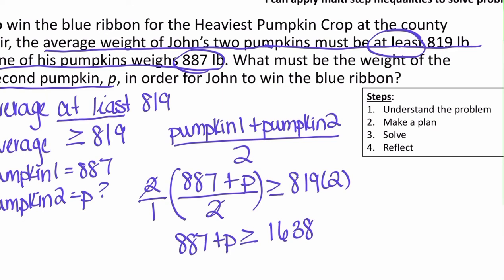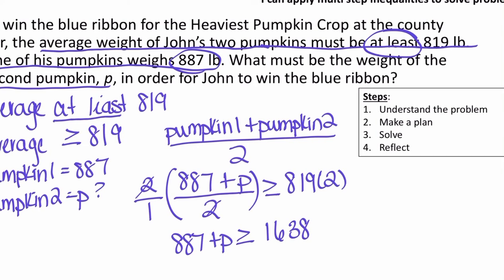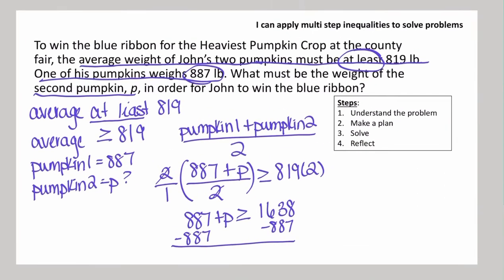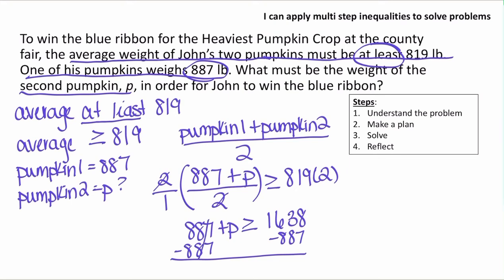Now to get P by itself, I'm going to need to subtract 887 from both sides. And when I do that, on the left side, I have P is greater than or equal to 1638 minus 887, which is 751. So pumpkin 2 has to be greater than or equal to 751 pounds in order for him to win the county fair.